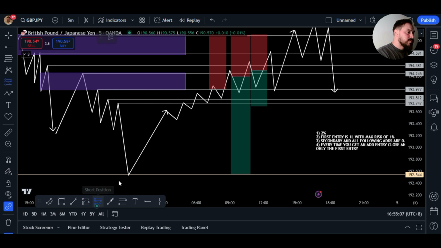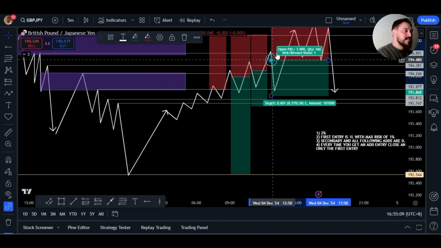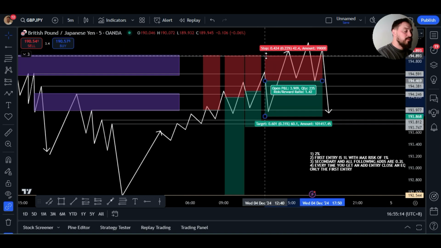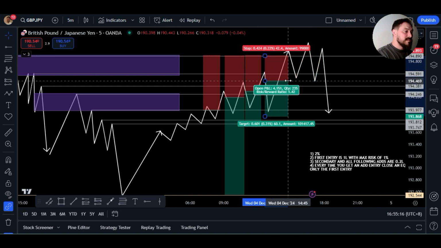Okay, so if it pulls up a fourth time and rejects, and we have the same stop, okay, again, we're selling 0.2 to 0.25 lots.